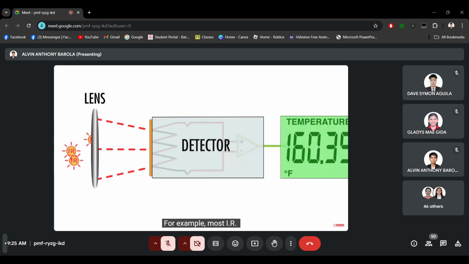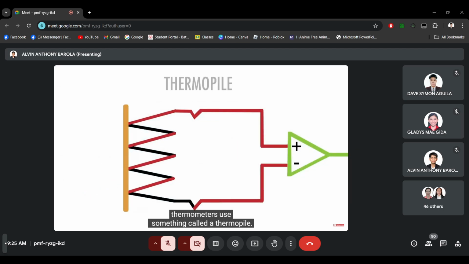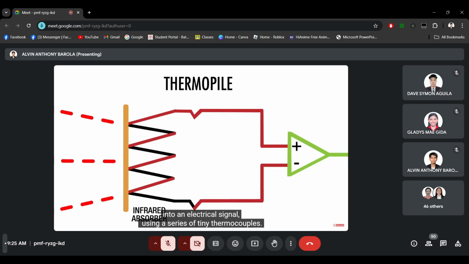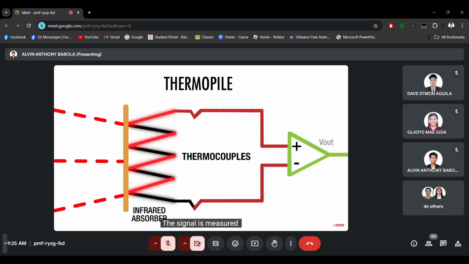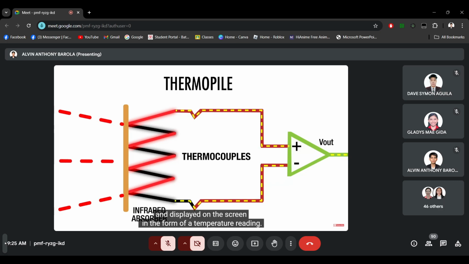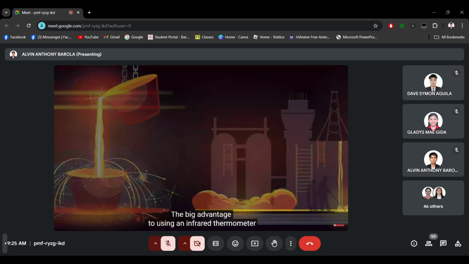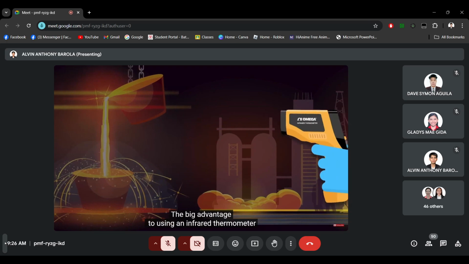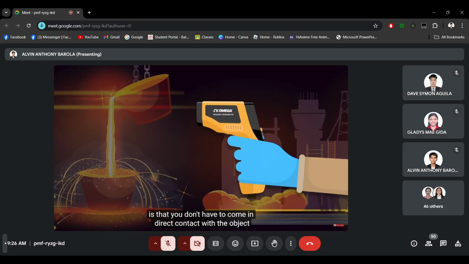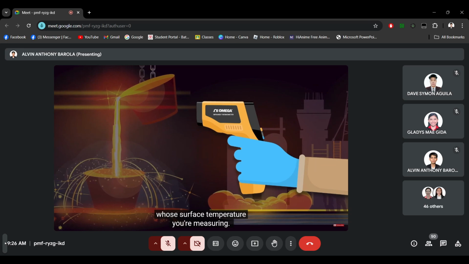For example, most IR thermometers use something called a thermopile. A thermopile converts the focused incoming radiation into an electrical signal using a series of tiny thermocouples. The signal is measured and displayed on the screen in the form of a temperature reading. The big advantage to using an infrared thermometer is that you don't have to come in direct contact with the object whose surface temperature you are measuring.